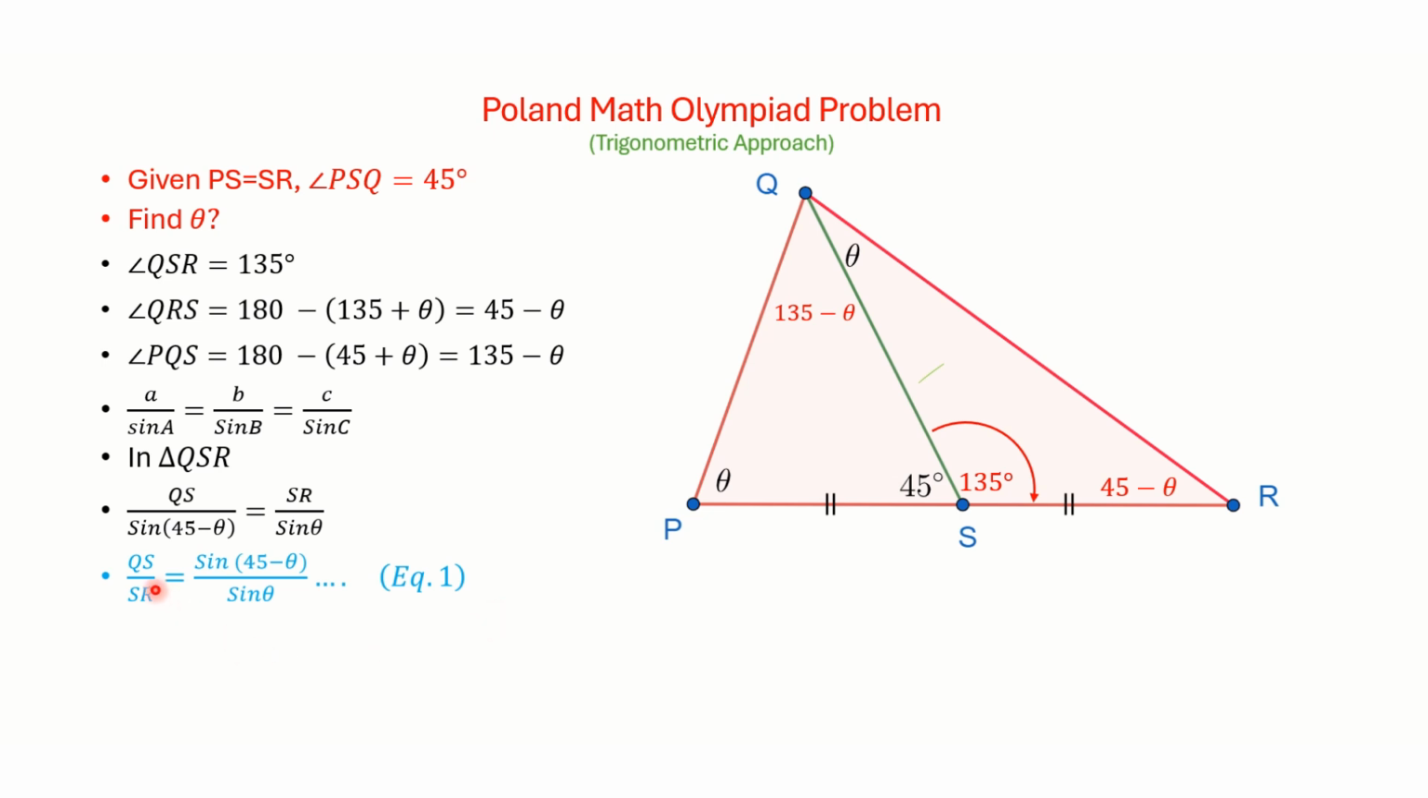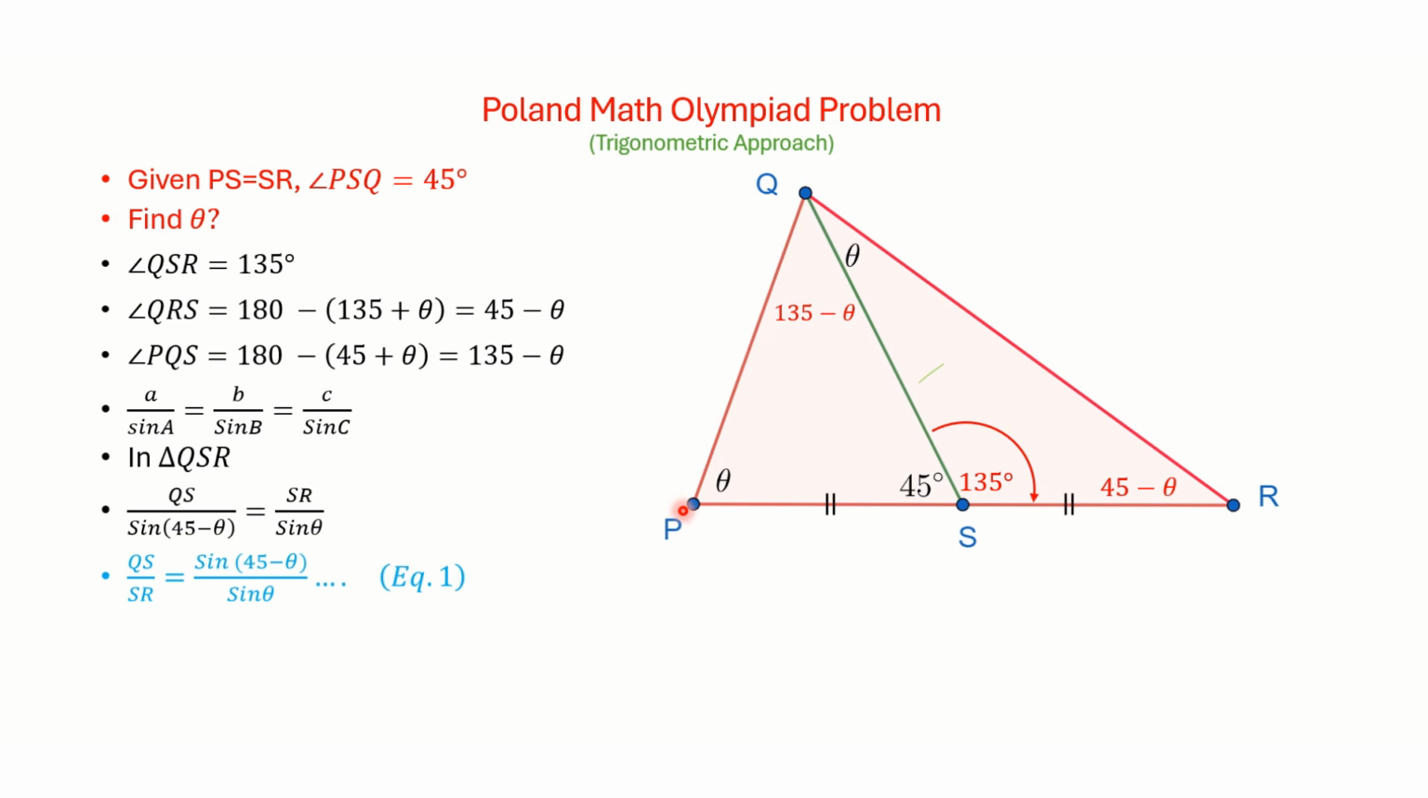If you see this equation, basically there are three unknowns: theta, QS and SR. So, we need three equations to solve these unknowns, but we will consider QS by SR as one unknown. In that case we will need only two equations. So, somehow we will calculate QS by SR from the second equation and then we can equate.